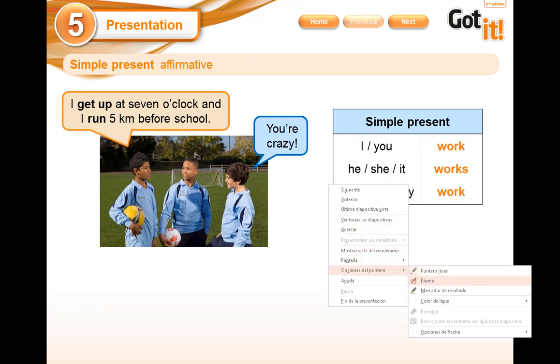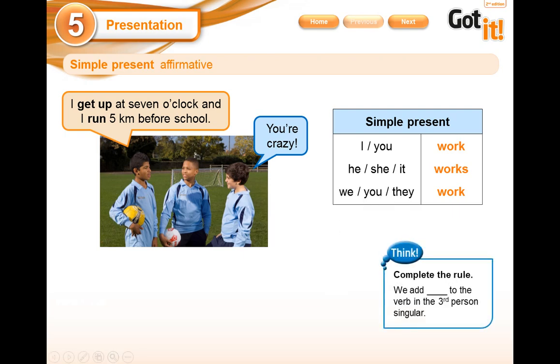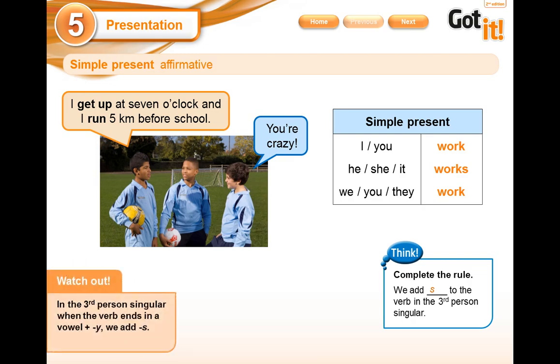Tengo que sacar el entero. Ya, listo. We add s to the verb in third person singular. True, exacto. Agregamos s al verbo en tercera persona, que personas son en singular, ¿no? In the third person singular, when the verb ends with a vowel plus letter y, we add s. Exacto, eso es lo que vamos a ver a partir de la regla, ¿no? Play, plays. Stay, stays. Ajá, muy bien.